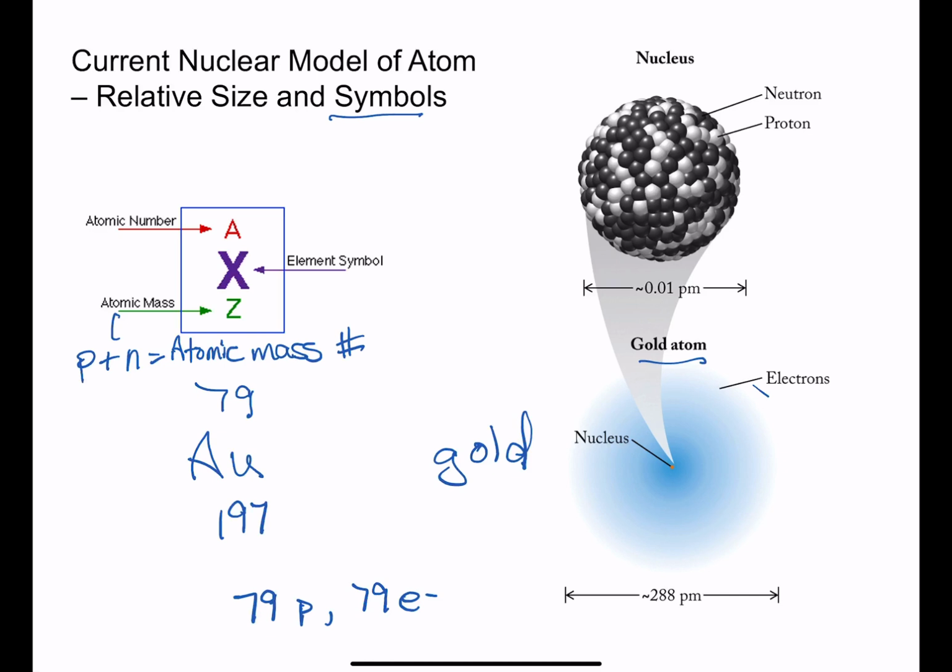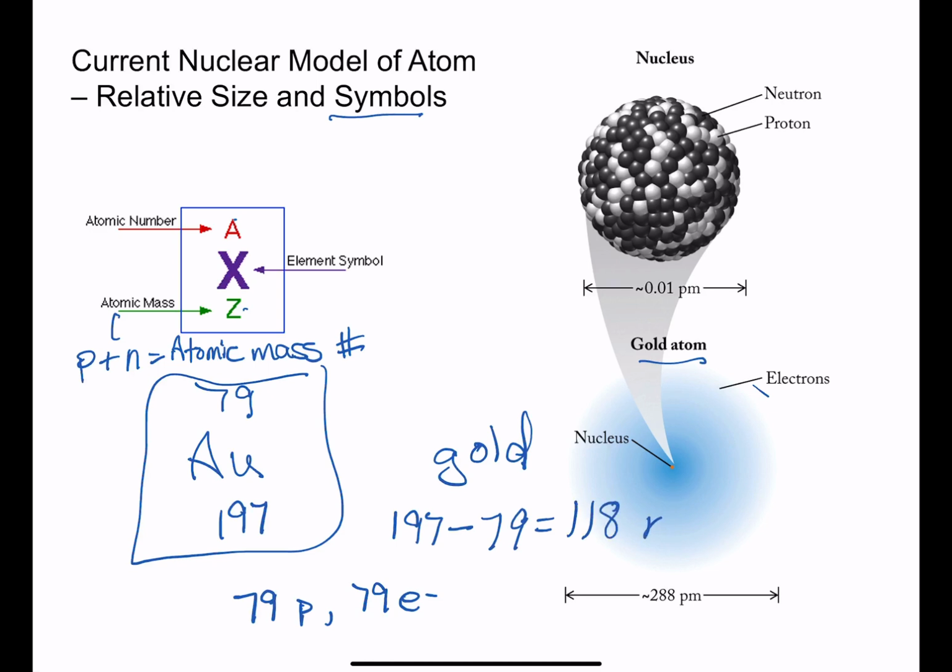Sometimes different letters are used to designate that. Often Z is the atomic number and A is the atomic mass number. It depends on what textbook you look at. So let's think about our example here for gold. If the atomic mass number is 197, and we subtract the number of protons, in this case 79, we will get 118 neutrons. So in this particular gold atom, there are 79 protons, 79 electrons, and 118 neutrons.